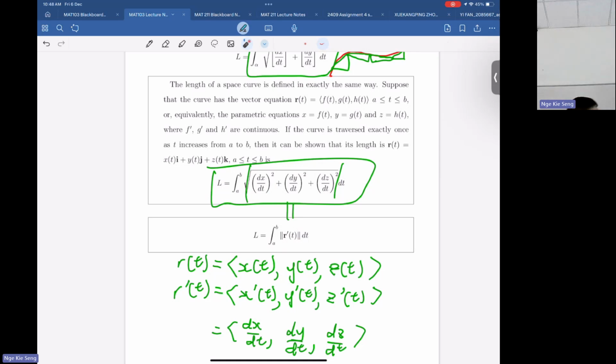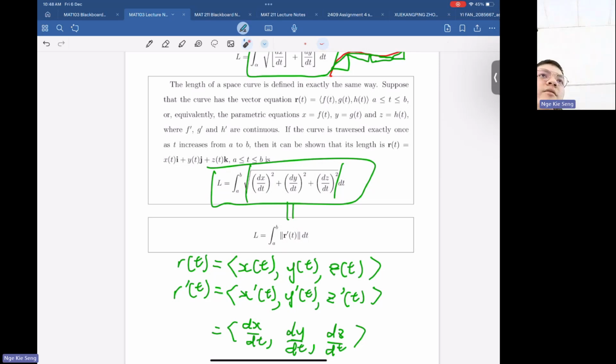So there's another meaning for this arc length now. What is it? It is just adding up the length of your tangent vector, adding up how the tangent vector evolves. Then you'll get the actual length of your curve.